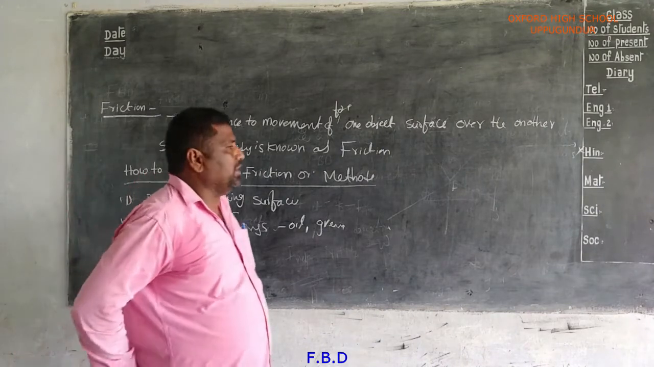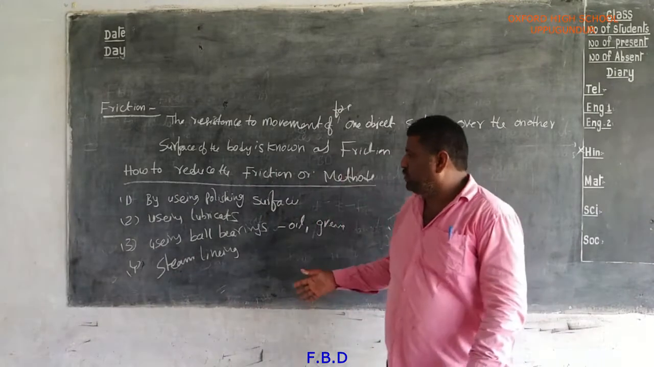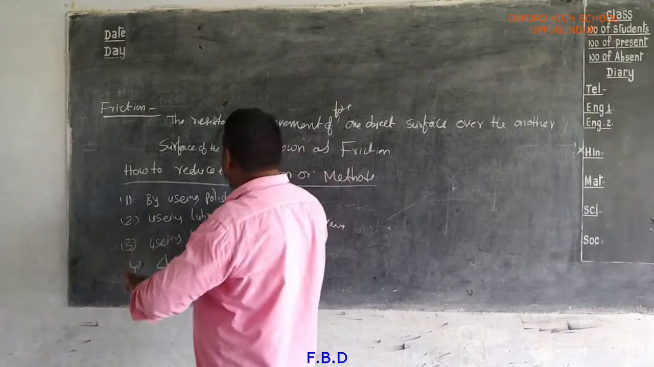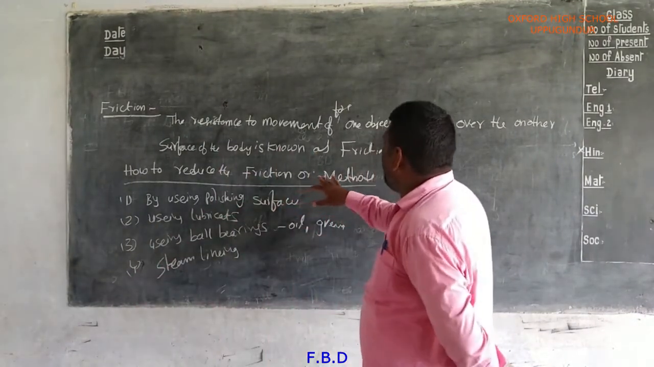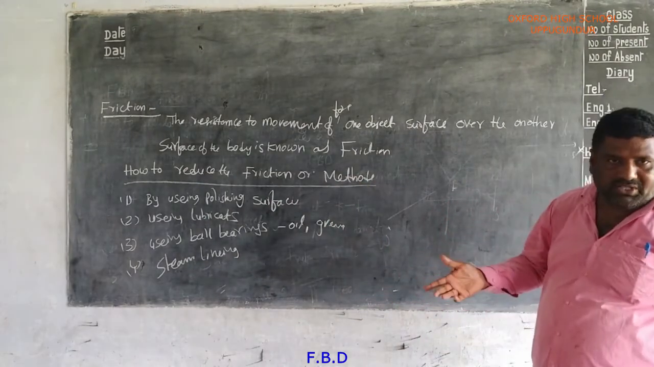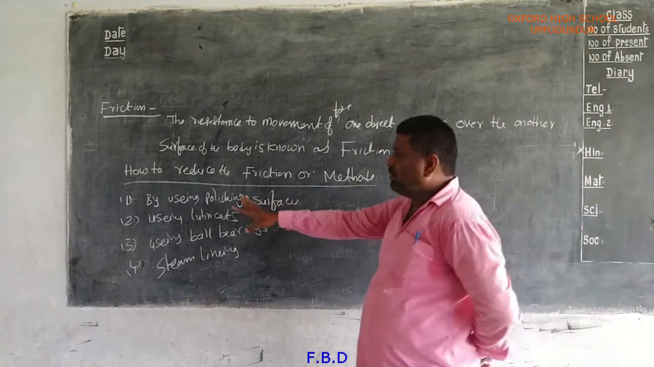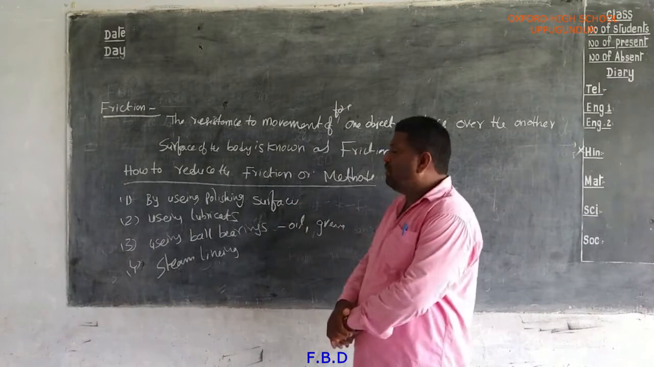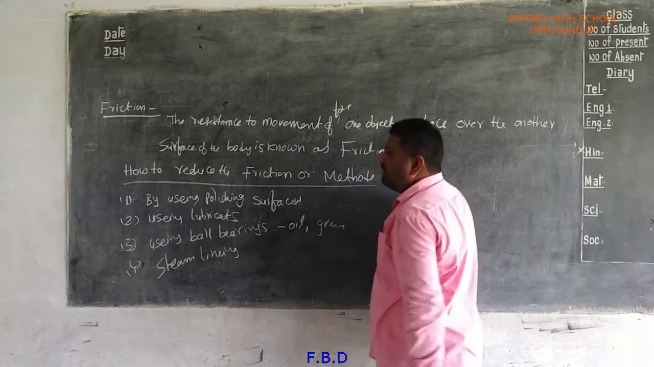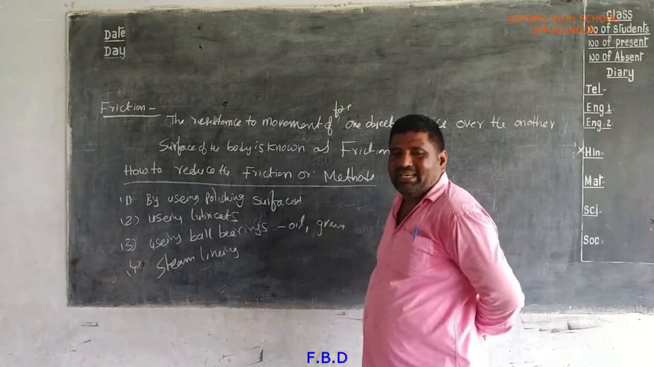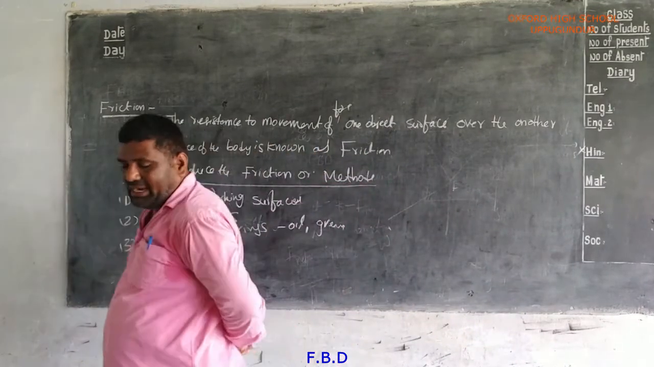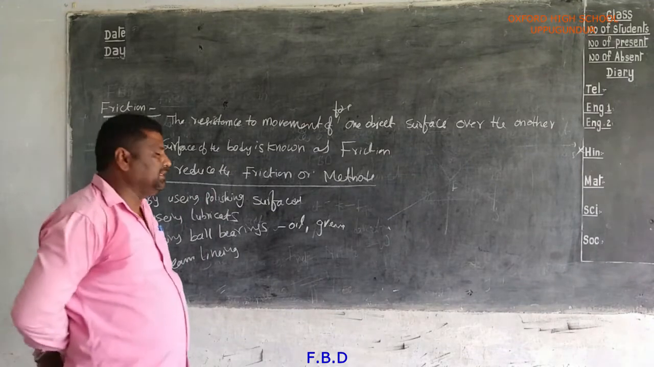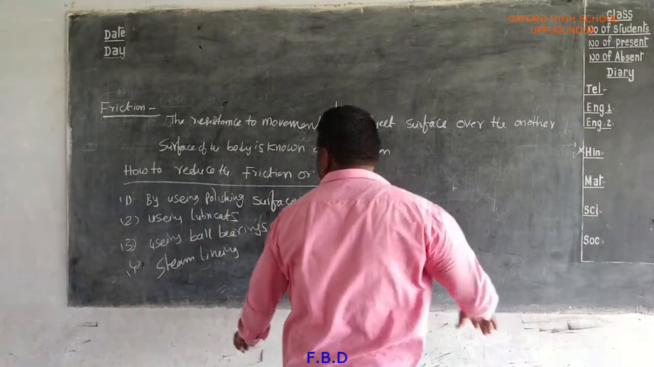In machinery parts we use ball bearings. Next, streamlining. So these are very important ways to reduce the friction. How many methods are there? Four. First one is using polished surfaces. Second one is using lubricants. Lubricants means grease, oil, powder, etc. Third one is using ball bearings. Next one, streamlining, and there is also a fifth one.